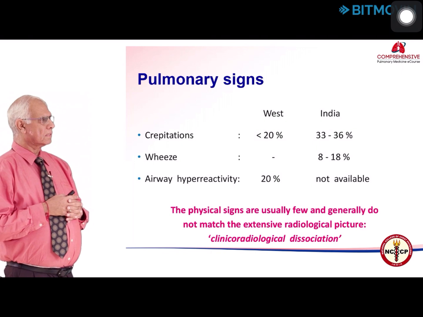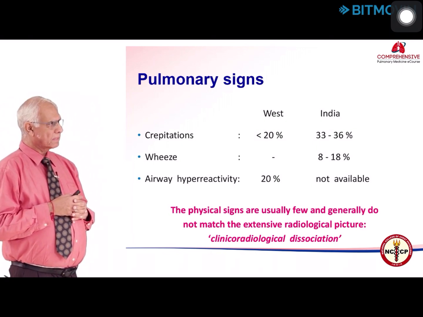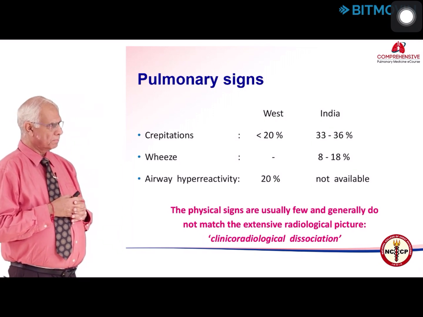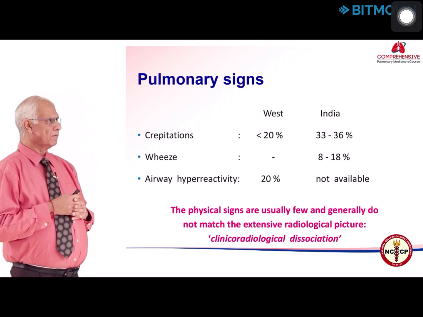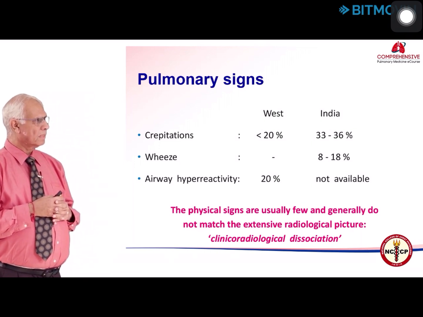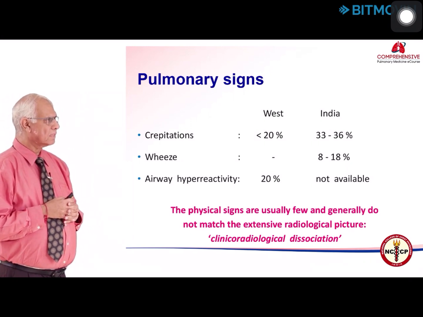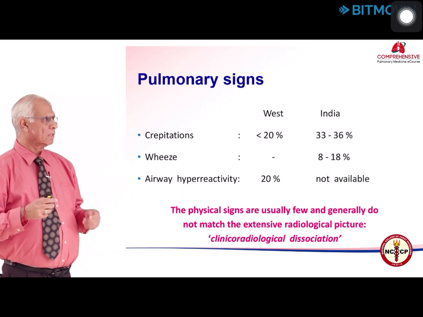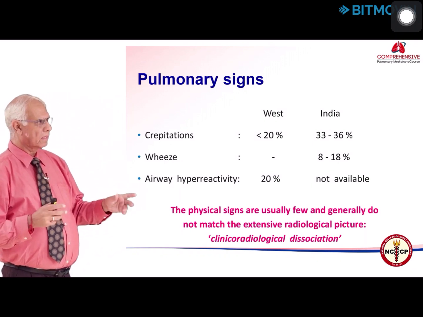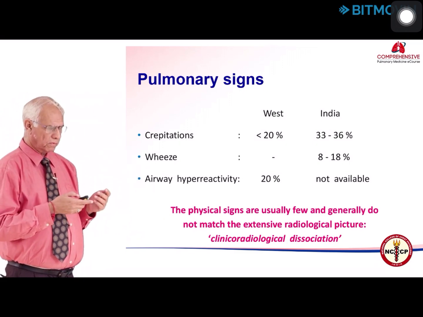Now, this was a sign that was brought out by Dr. Samir Gupta. Crepitations were more common in Indians than in patients from the West. Airway reactivity, we do not have any data available from India. But one very important sign that Dr. Samir Gupta pointed out was that physical signs are usually far fewer and generally do not match the extensive radiological picture. So there is a clinical radiological dissociation. When the patient comes in, he is sitting perfectly okay, but when you have a look at his X-ray, it's very alarming. This is one of the first pointers towards the diagnosis of sarcoidosis.